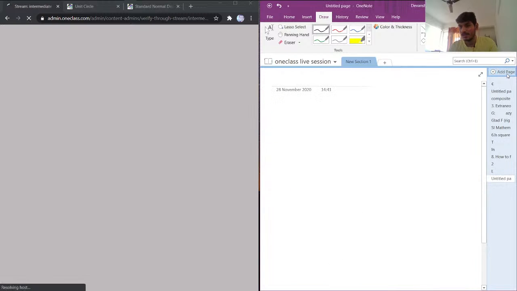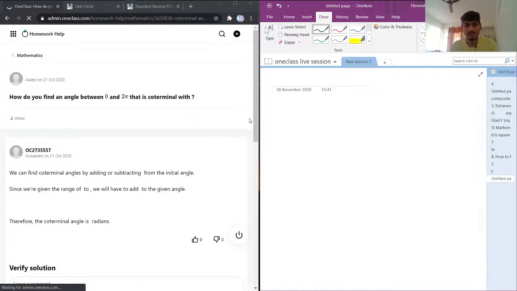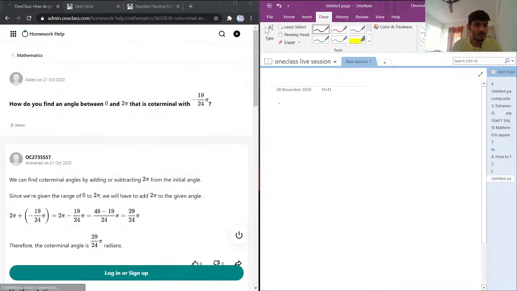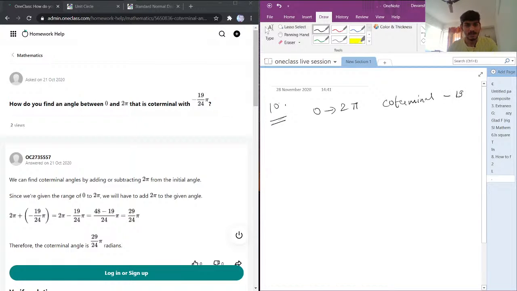Now we'll go to the last question. I think this is going to be the 10th question. How do we find an angle between 0 and 2 pi that is coterminal with negative 19 by 24 pi? So we need to find an angle from 0 to 2 pi that is coterminal with negative 19 by 24 pi.